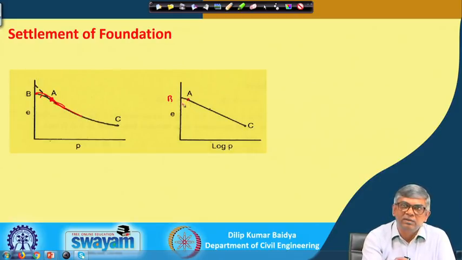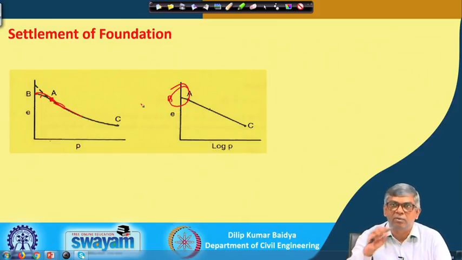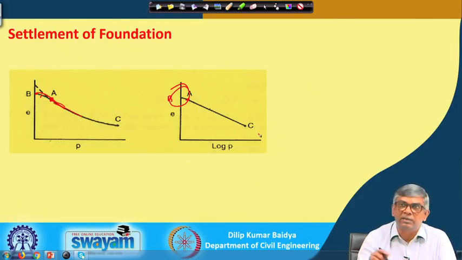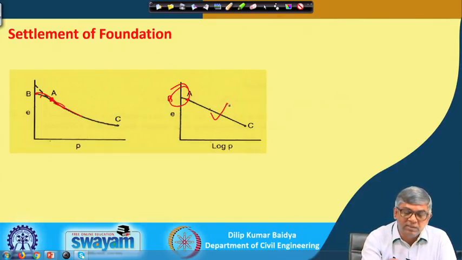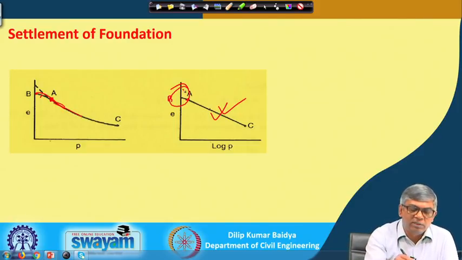Why this curve portion? Because this is a recompression zone, not actual consolidation. Because of pressure release, a volume change took place, and when we apply pressure, compression takes place again. It will go up to this point, and beyond that there will be normal compression, that is when you are increasing further from the field pressure. So, we generally consider only the straight portion and ignore this portion.